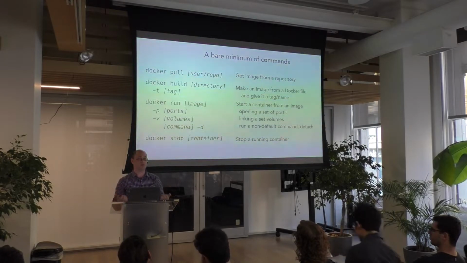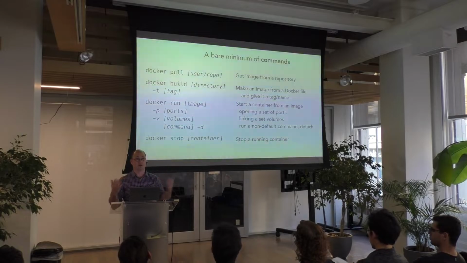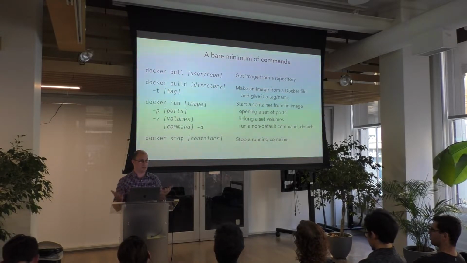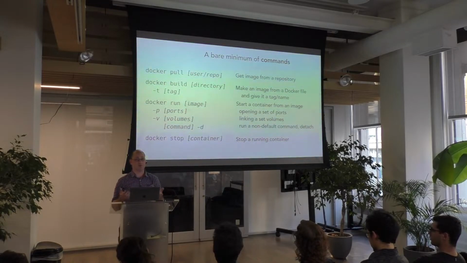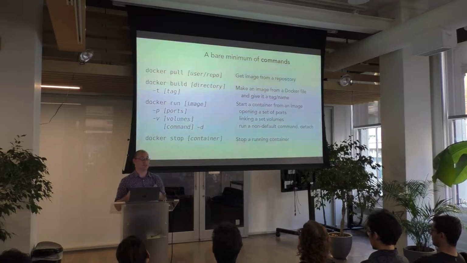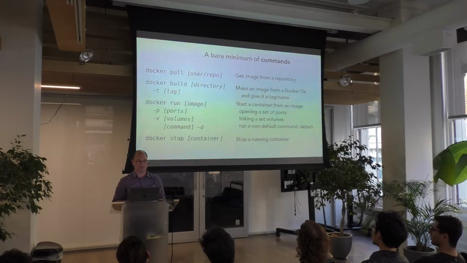So there's docker pull, which means you're going to get an image from another repository, or maybe your organization's private repository. There's docker build, which is to take a bunch of other files and build that Docker image, to give it a name so that you can use it again. When you have an image, you can, if you put docker run and give an image name, it'll start that container.